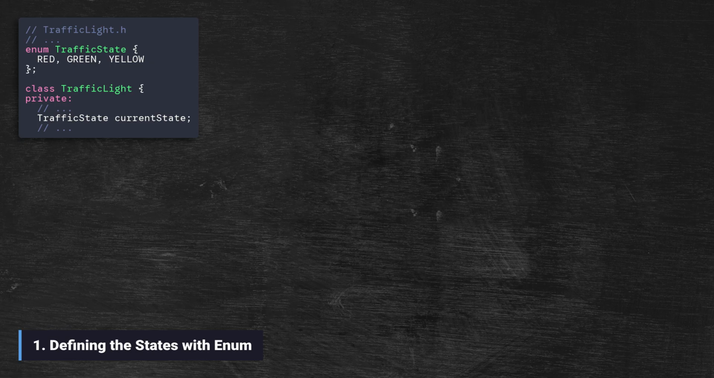To make our code readable, we use an enumeration. In the header file, we define TrafficState with 3 values: red, green, and yellow. We then create a private variable called current state to keep track of which light is active.